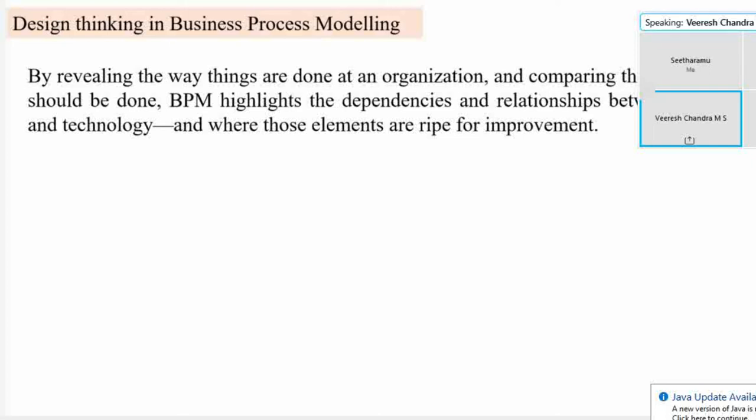So what is dependent on what, which team is dependent on which team, the relationship between the people, then process and technology. And by seeing all these things, what we can do at the end is come to a conclusion where exactly the improvement has to be done, where we can input the knowledge and improve the product and improve the solution for the problem.